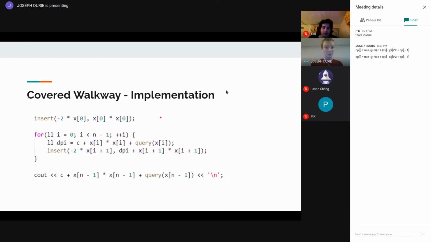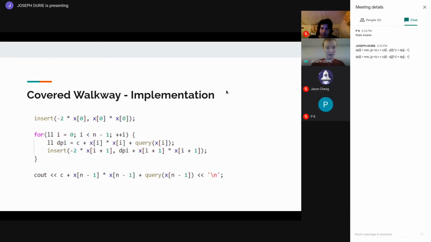Okay, so the code for this, once you have the insert and query, is pretty straightforward. It's basically what we were talking about with a couple edge cases to handle. First of all, for the first point, you want to just insert that by itself, right? Because you only have one option. If you're computing DP of the first point, you know you have to just cover yourself. So we can do that insert without a query at all, and that way our hull is non-empty when we do the first query.